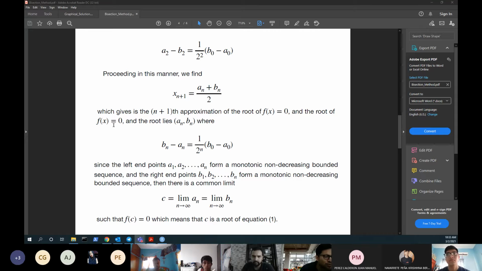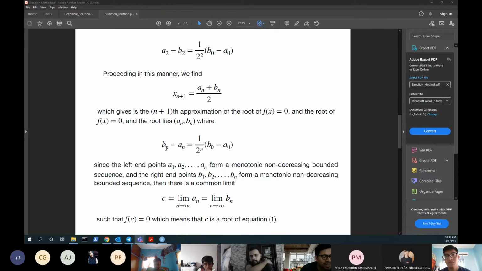If not, we have to redefine the neighborhood so that the root, f(x) equal to 0, of course, is going to lie between an and bn. Essentially, in summary, we are saying that bn minus an, which is my neighborhood n, is going to be equal to the initial neighborhood multiplied by 1 divided by 2 to the power n. So we're going to do this in Excel. Even though this seems pretty difficult, it's not.